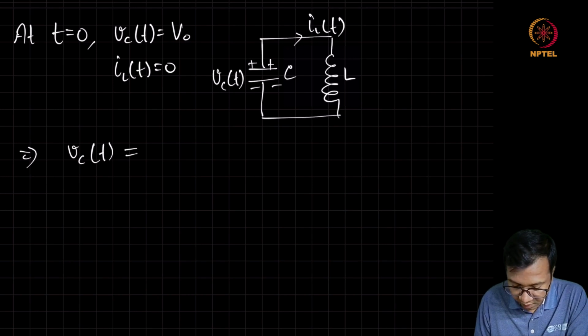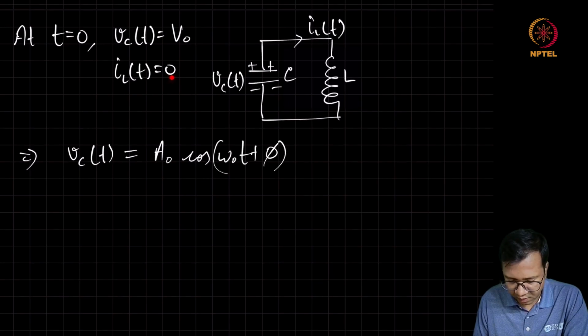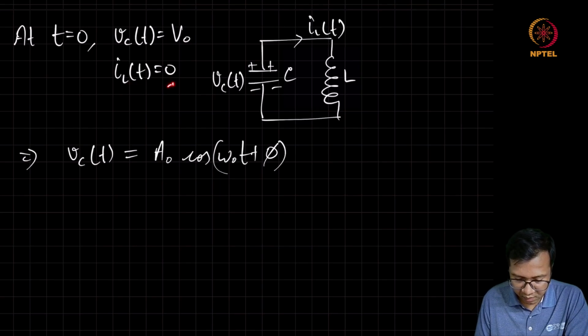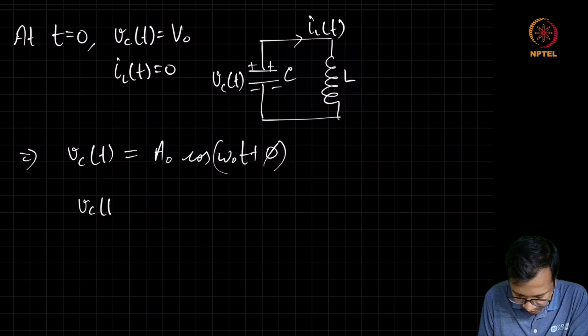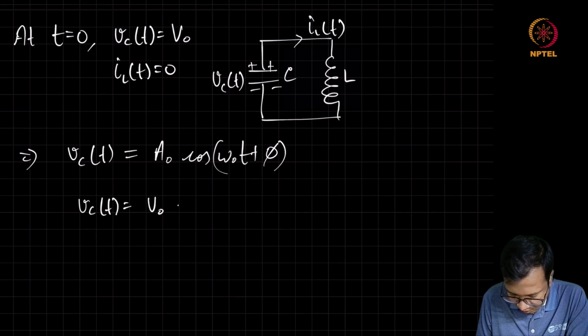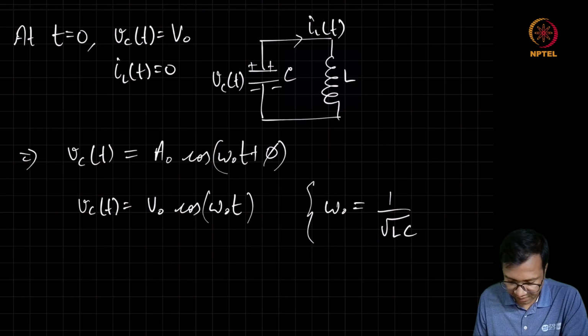which we have written as a general expression A naught cos(omega naught t plus phi). Since IL is going to be a sine function and its initial value is 0, we will find that phi is going to be 0. And then we can easily see that if Vc is equal to V naught, then this A naught should be equal to V naught. We can say that this Vc of t is equal to V naught cos omega naught t, where omega naught is equal to 1 by root over LC.